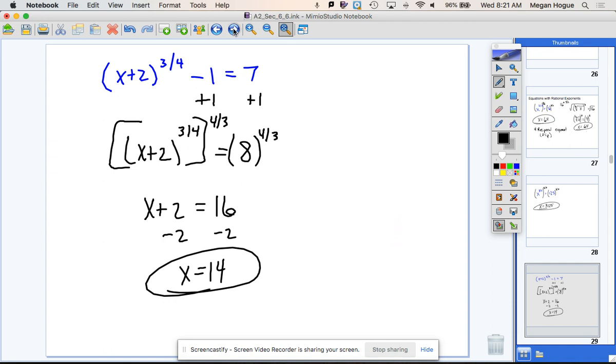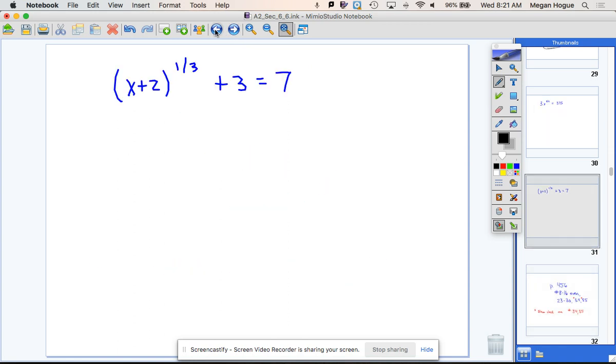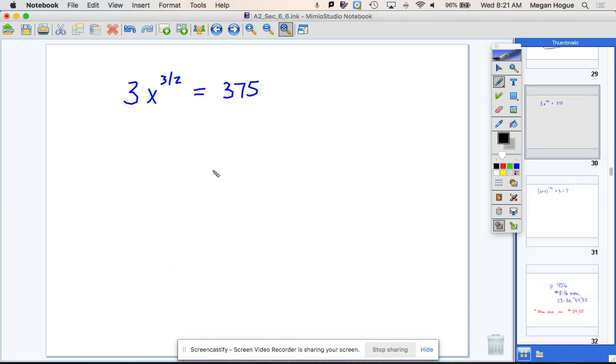This isn't bad. This one and one similar to it always throws people. So this one I've got 3x to the 3/2 equals 375. 3x to the 3/2 equals 375. What do you think I do first? Multiply with the reciprocal. Before I gotta do something. Haha, she got you. Why don't you give us the answer, Isaiah? 125. So I have to divide by 3.